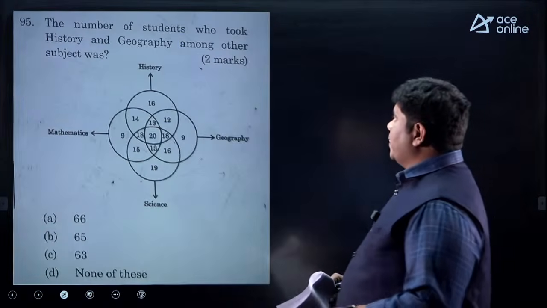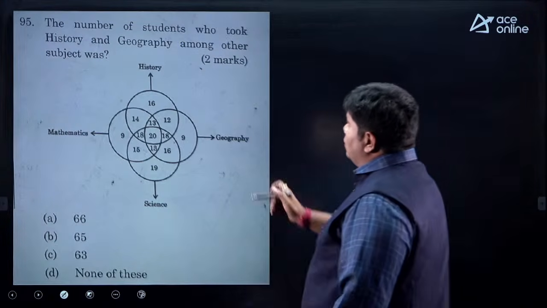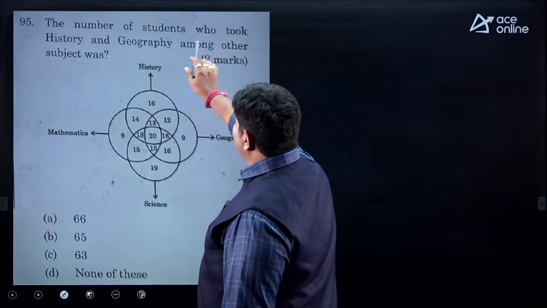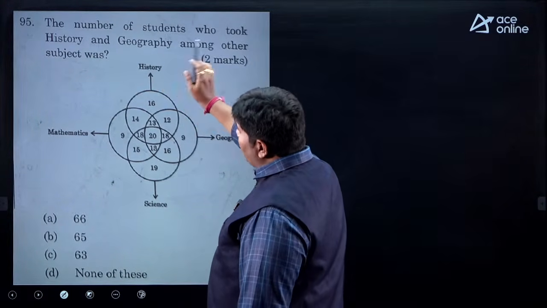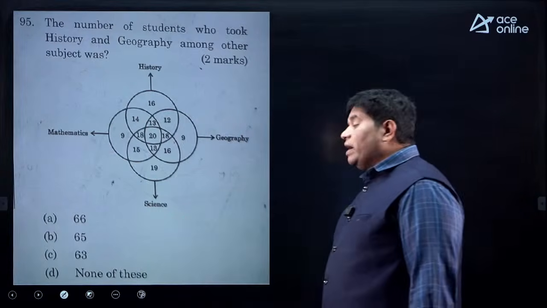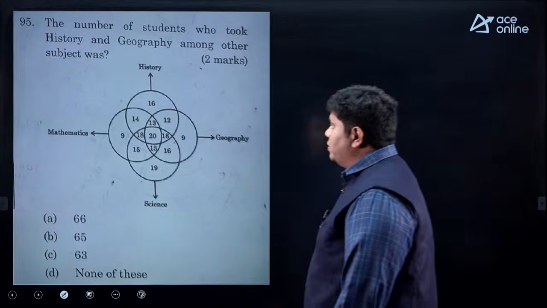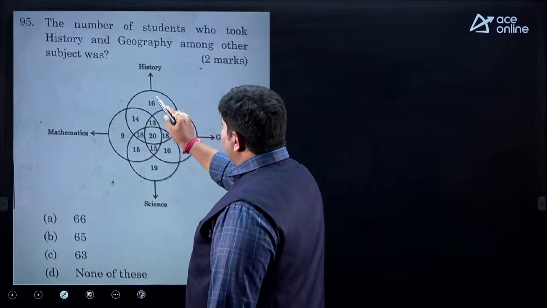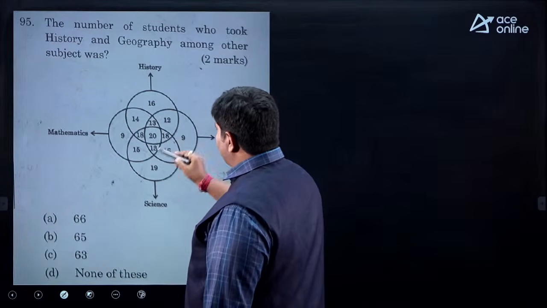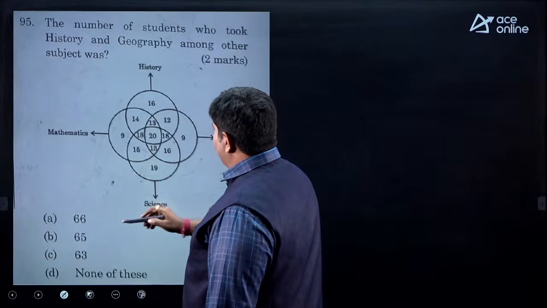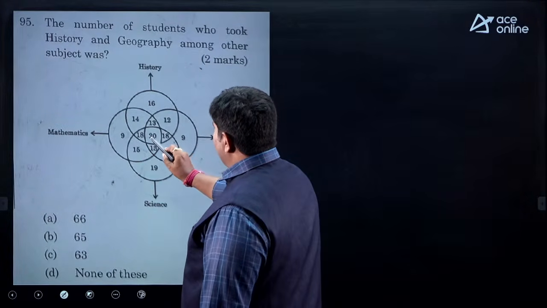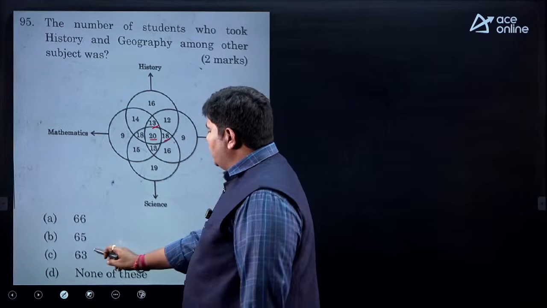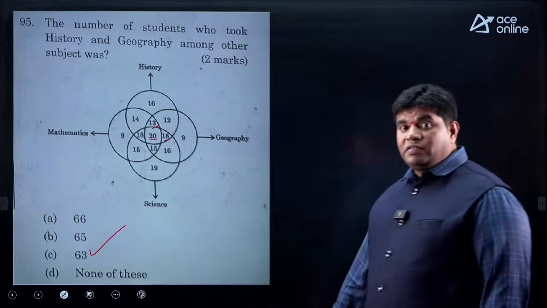Observe carefully. Last question, my dear friends. Okay, last one, observe. The number of students who took history and geography among other subjects. History and geography important. Okay, only history not taken, only geography not taken. You can observe 20, 18, 13, 18. So overall answer is C.